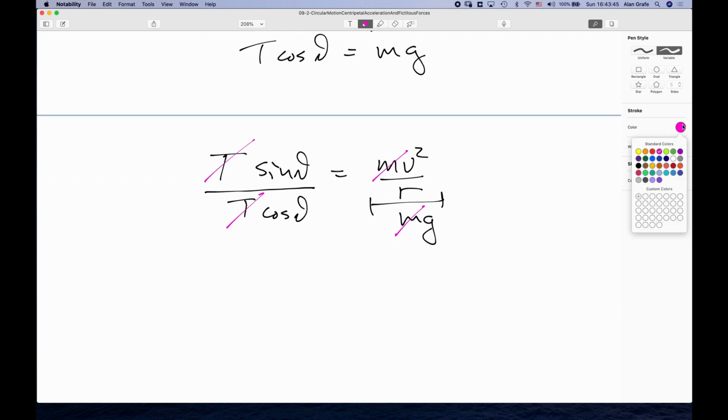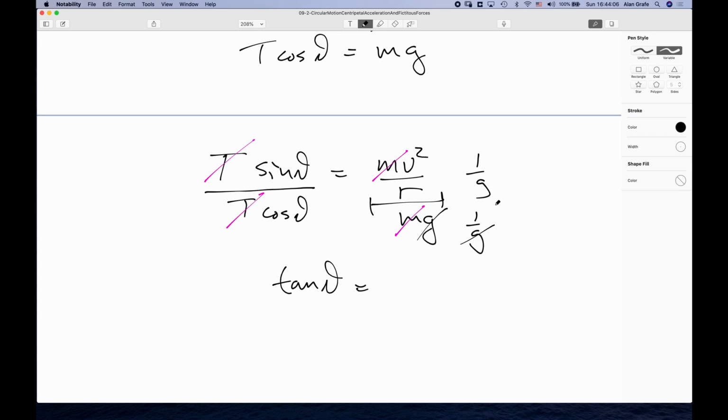All right, then from here, we can do a quick bit of trig to remember that sine over cosine is tangent. And so now, when you've got a complex fraction like this, remember to bring this g upstairs. You have to multiply top and bottom by 1 over g. Cancel, cancel. And this leaves you with v squared over rg, like that.